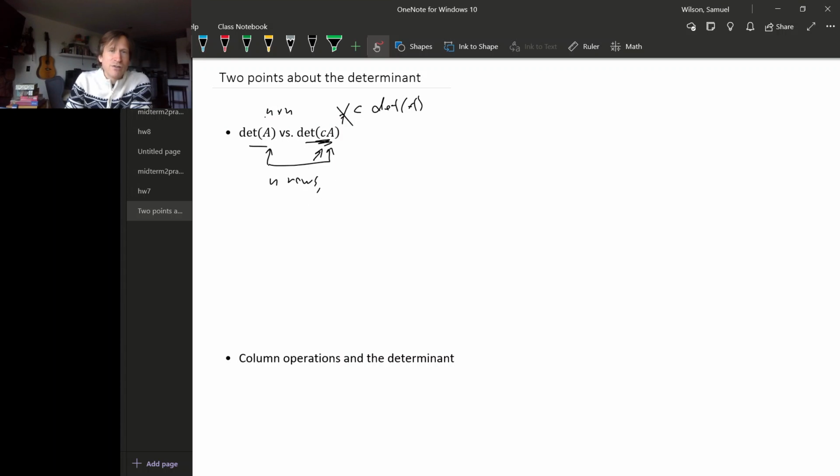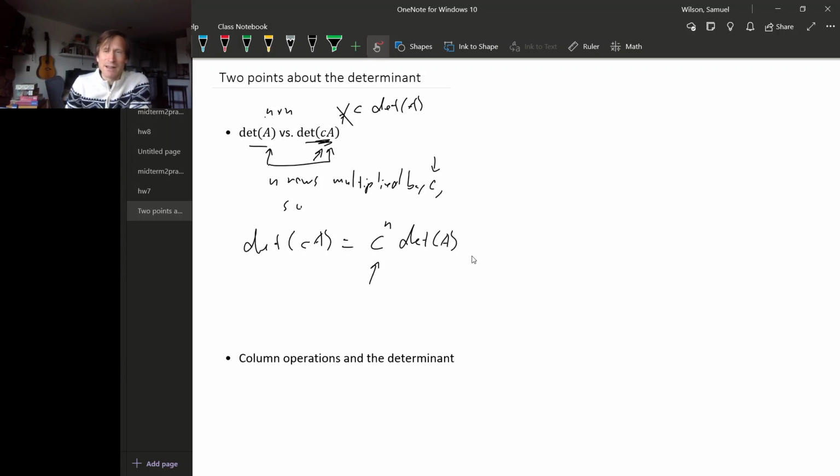So n rows have been multiplied by C. The determinant of C times A is the same as the determinant of A, except we have to multiply by C once for every row that's been multiplied by C. But there are n of them, so we multiply by C n times, so that means it's C to the n. Not just C, but C to the n.